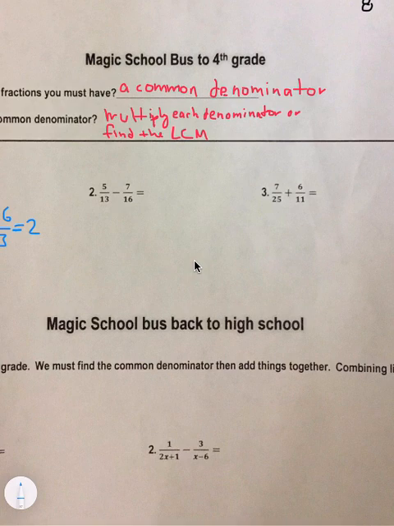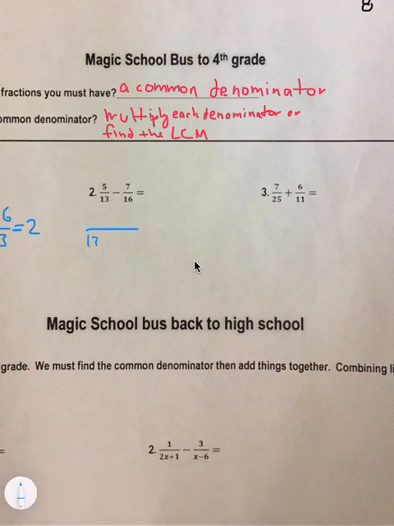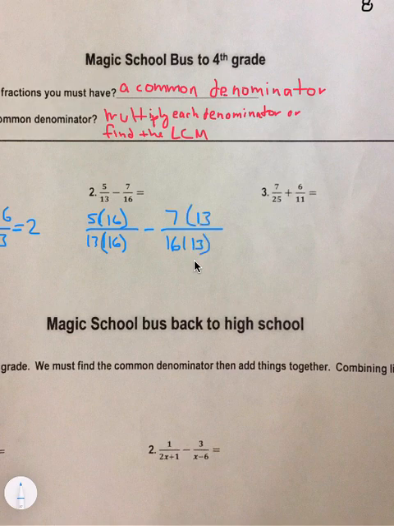Now I have 5 over 13 minus 7 over 16. I have no idea what the least common multiple is, so I'm just going to multiply each one by the other. So that means I'm going to have 13 times 16 on the left hand side, so I have to do 5 times 16 because that's what it's missing, so I'm basically multiplying by 1. And then over here I have to do 16 times 13. And so the top I have to multiply by 13.